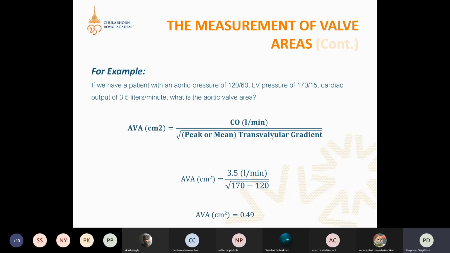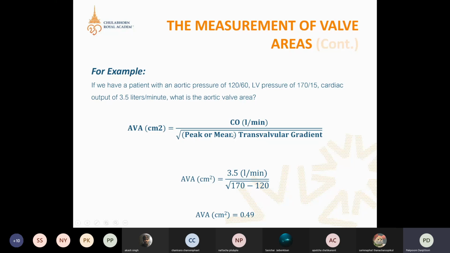For example, if we have a patient with an aortic pressure of 120 over 60, left ventricular pressure of 170 over 15, and cardiac output of 3.5 liters per minute, what is the aortic valve area? If we use the Hakki equation, AVA equals cardiac output divided by the square root of peak or mean transvalvular gradient.